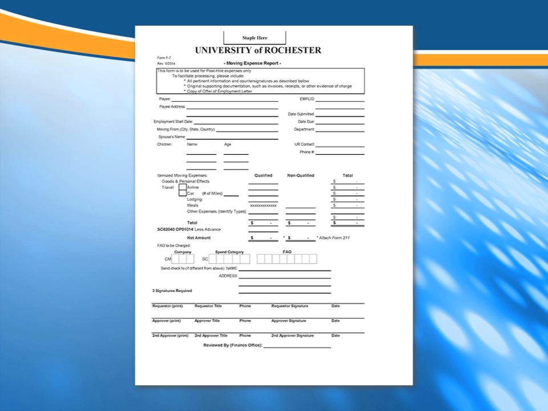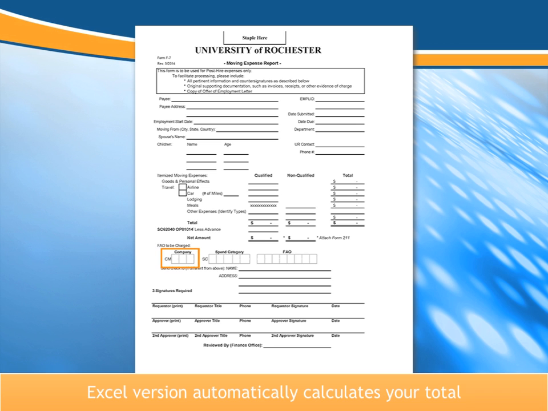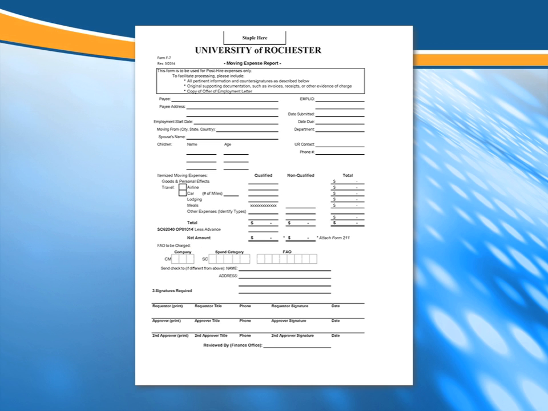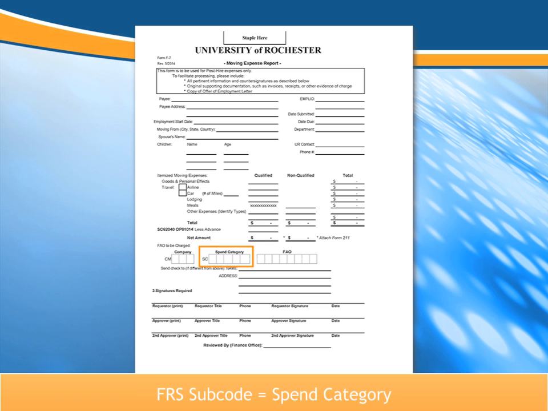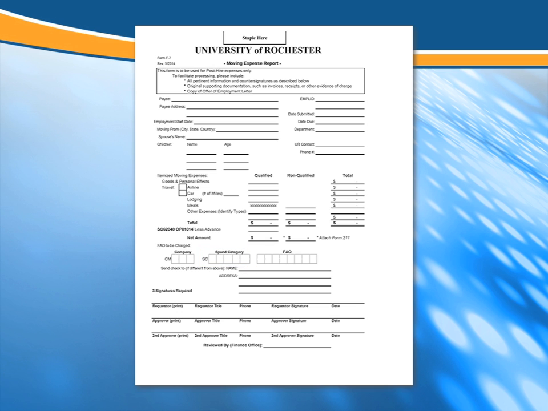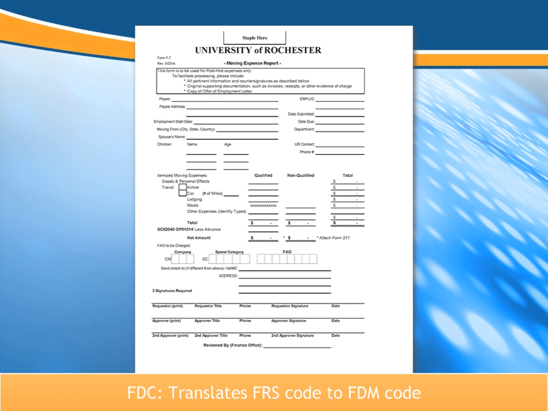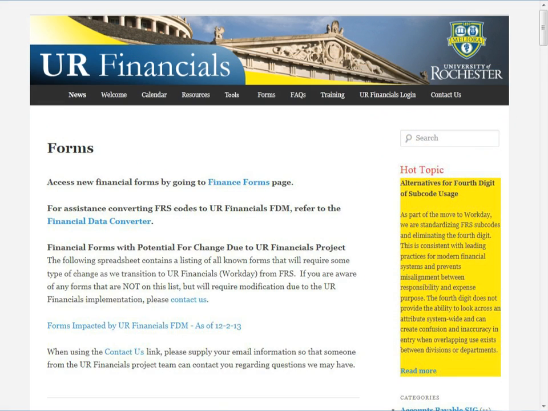In addition to the FAO, you need the company, which used to be the division. You also need to include the spend category. This used to be the FRS subcode. You may not know the new company, spend category, or FAO offhand, and that's okay. To help you translate the old FRS codes to the new FDM codes, you can use the Financial Data Converter, or FDC. Return to the UR Financials page and click Tools.